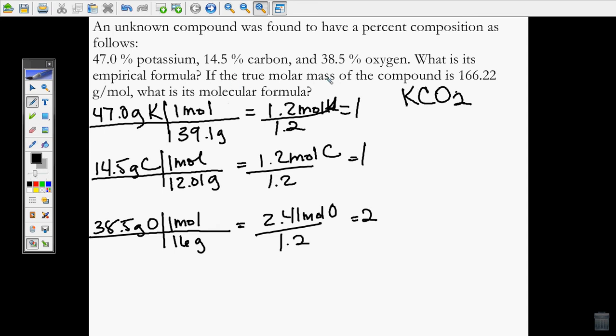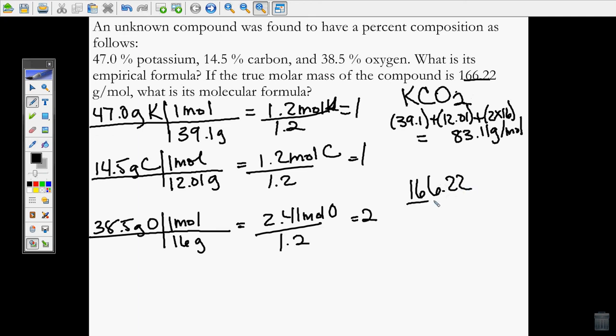Then they ask if the true molar mass of the compound is this, what is its molecular formula? So I need to calculate the molar mass of this first. So I've got 1 potassium plus 1 carbon plus 2 oxygen, and I get 83.11 grams per mole. So then I'm going to take the molar mass that they gave me and divide it by the molar mass that I just calculated. So it's molecular mass divided by empirical mass, and I get about 2.